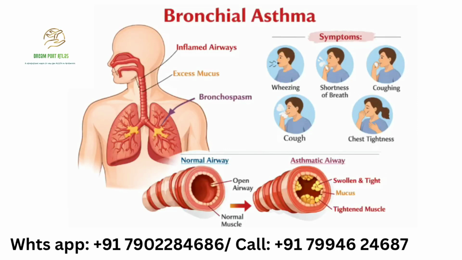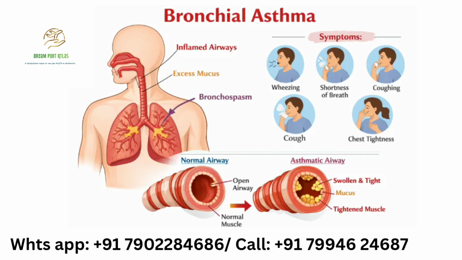Hi all, in this video I will tell you about the normal lung versus an asthmatic lung. In this picture we can see two lungs, and the trachea, bronchus, bronchioles, and alveoli. These are the structures involved in the lower respiratory tract.